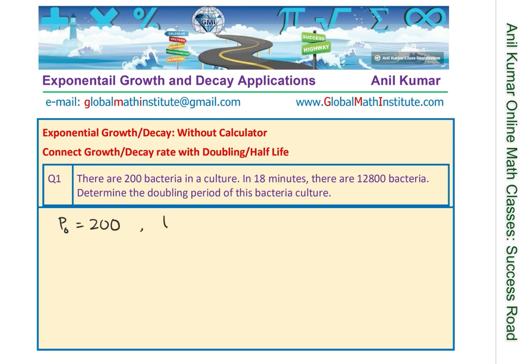So when T is equal to 18 minutes, the population, let me write this as P18, is equal to 12,800. Determine the doubling period of this bacteria culture. So we want the doubling period D.